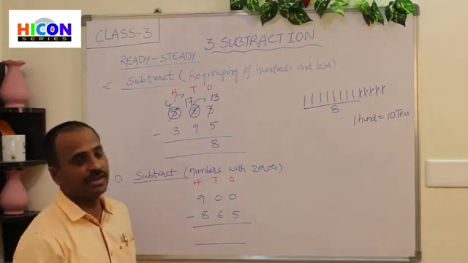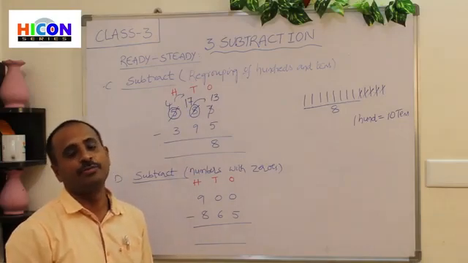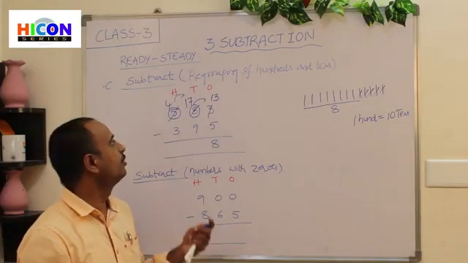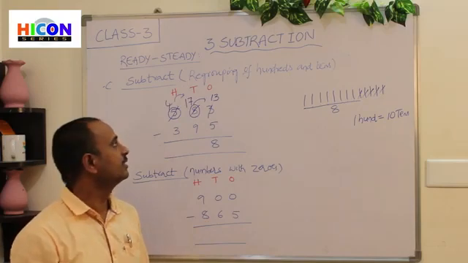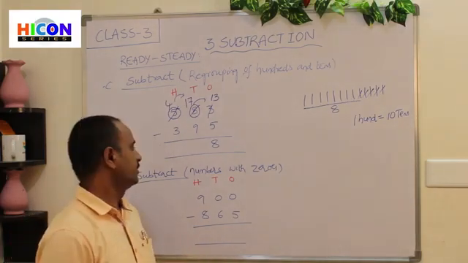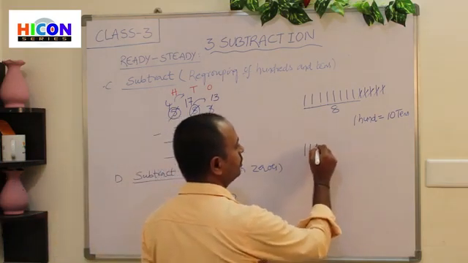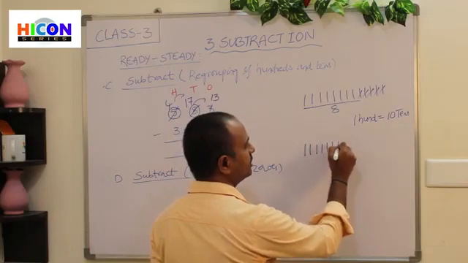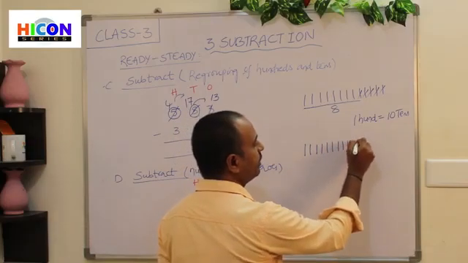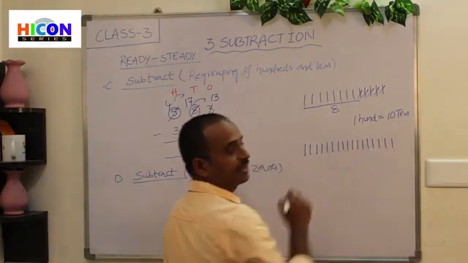So what is the first number here? 17. So open 17 fingers of our hand. But we have only 10 fingers. We cannot do this subtraction on our fingers. So in such cases, we have to draw 17 lines. So just draw 17 lines in your rough work. 1, 2, 3, 4, 5, 6, 7, 8, 9, 10, 11, 12, 13, 14, 15, 16, 17.